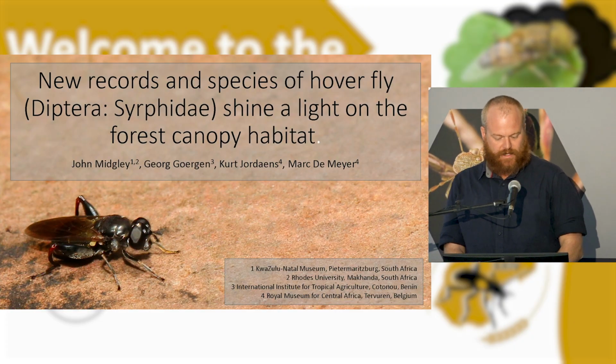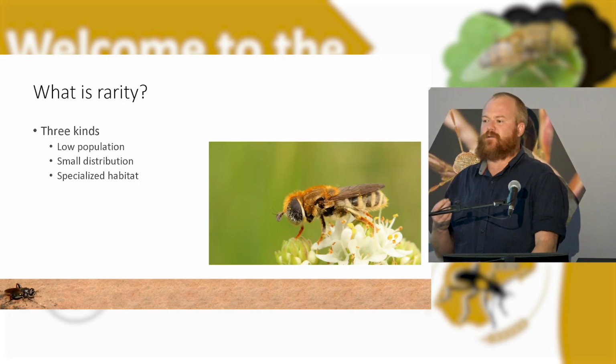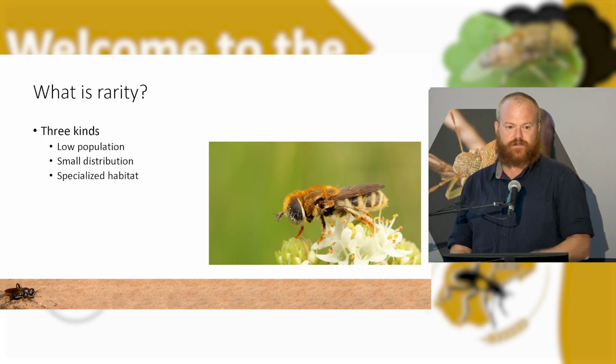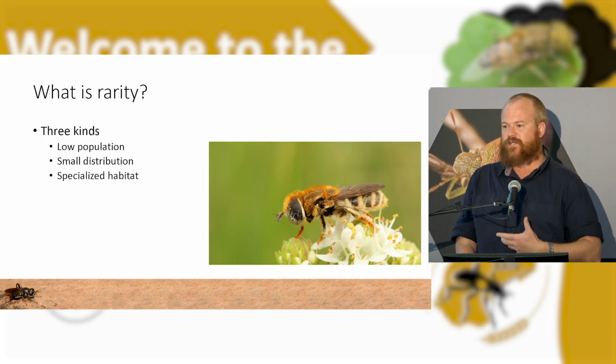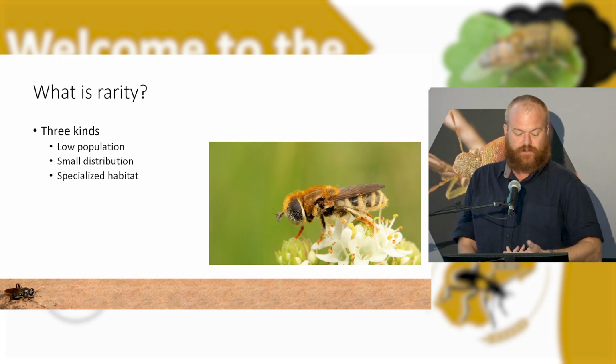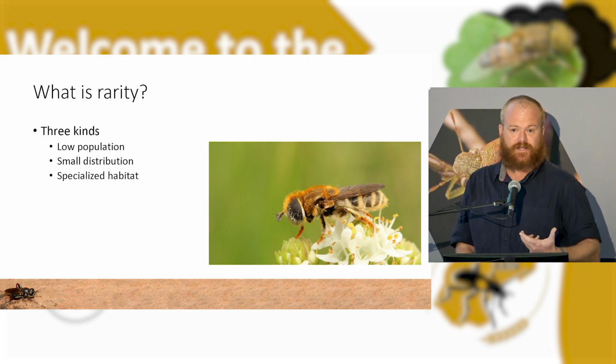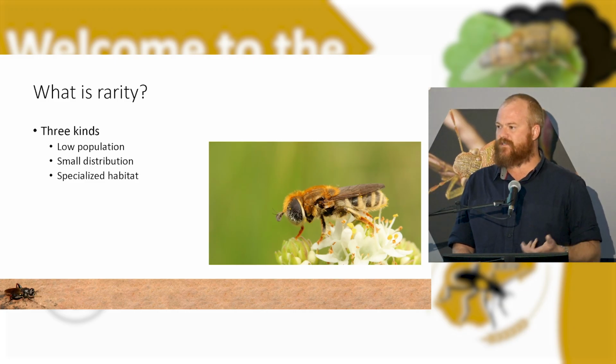So I want to start by talking a little bit about rarity and how we conceptualize rarity. There are three essential ways you can measure rarity. You can look at things that have low population sizes, which we would call quite rare. Things that have a really small geographic distribution could be considered rare, and something that occurs in a specialized habitat, we could also consider rare. And obviously, you can have species that fit two or three of these, and so you have different combinations of how things express their rarity.